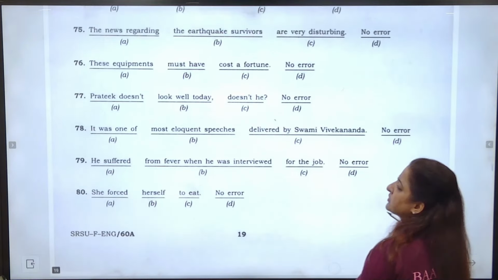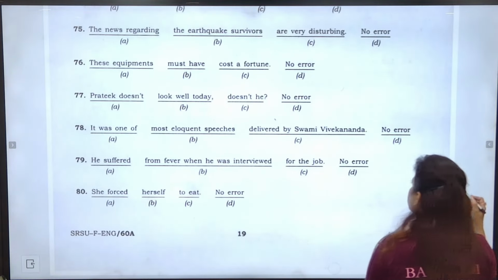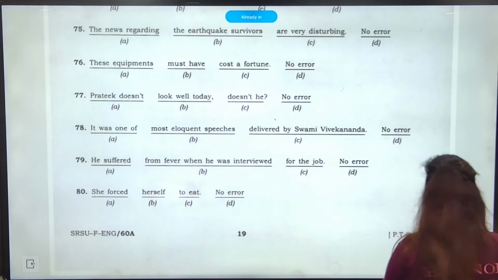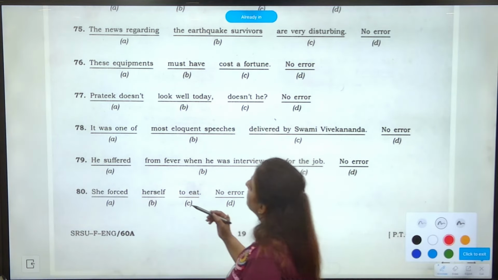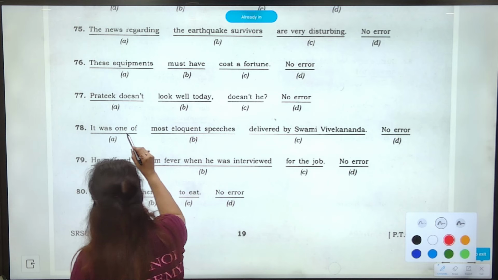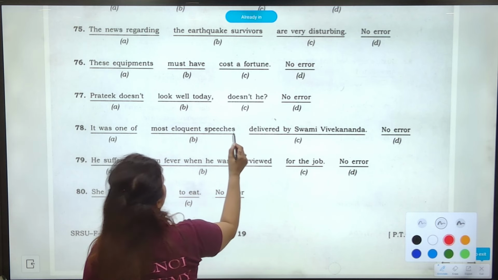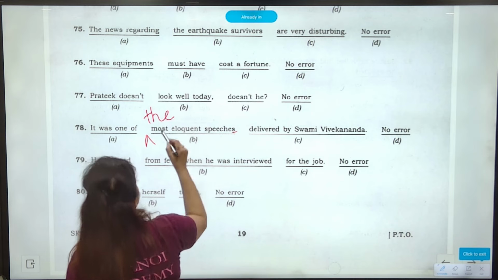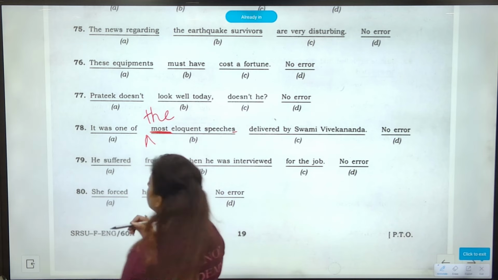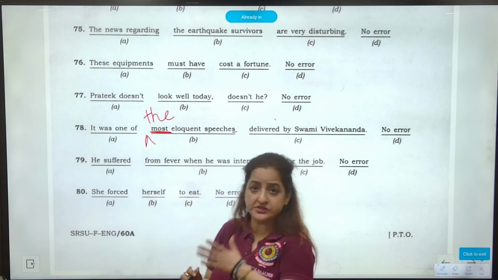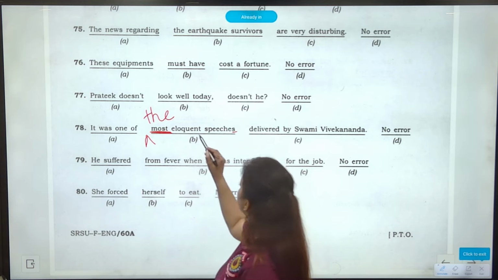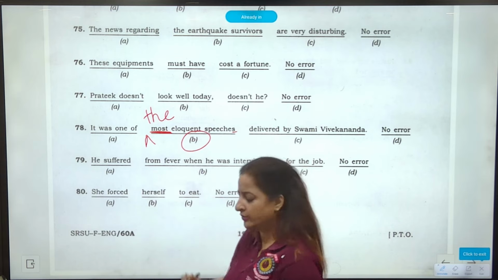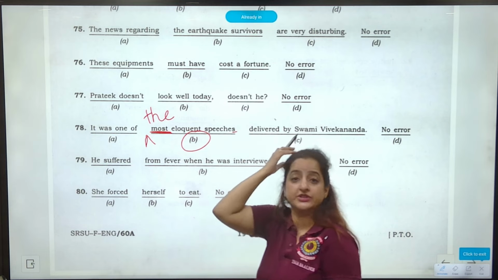Question 78, it was one of most eloquent speeches delivered by Swami Vivekananda. One of, one of के बाद noun plural होता. आर्टिकल कहाँ है? One of the most, most, so most is a superlative degree ना, उससे पहले आर्टिकल the चाहिए. B part has an error. The most, we never say only most. We don't say he is most talented, the most talented.